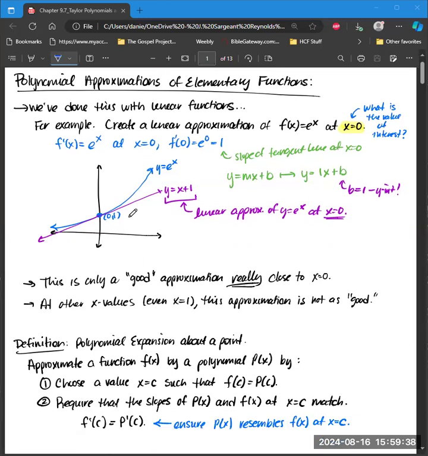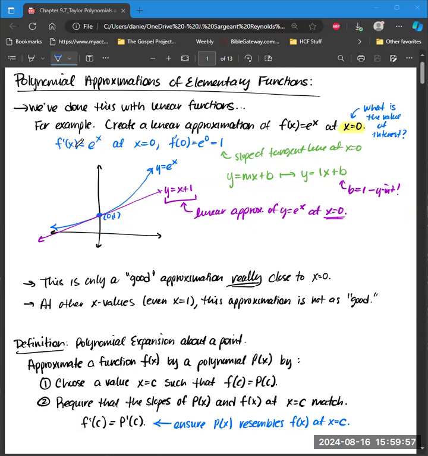Go ahead and follow along with me today. Polynomial approximations of elementary functions. We've done this with linear functions to find a linear approximation. For example, we created a linear approximation of f of x is equal to e to the x at x equals 0.